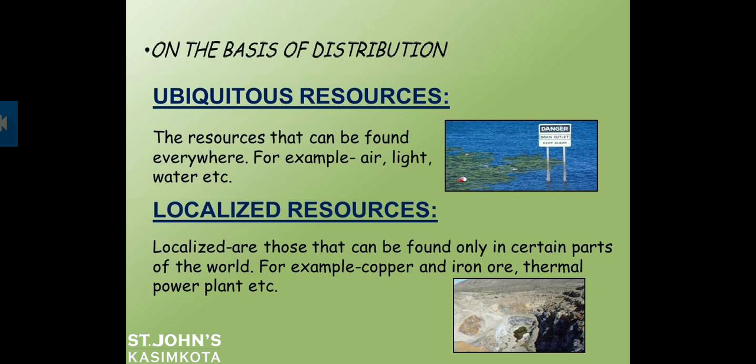On the basis of distribution, ubiquitous resources are the resources that can be found everywhere, for example air, light, water, etc. Clear? Next, localized resources. Localized resources are those that can be found only in certain parts of the world. For example, copper and iron ore, thermal power plants, etc. These are found only in some parts of the world. These are called localized resources.